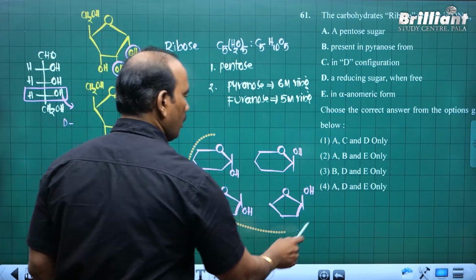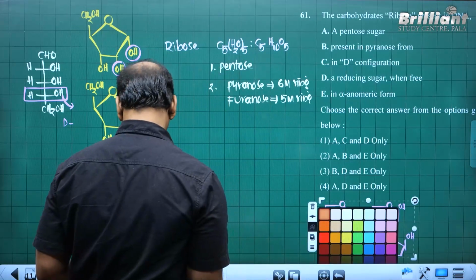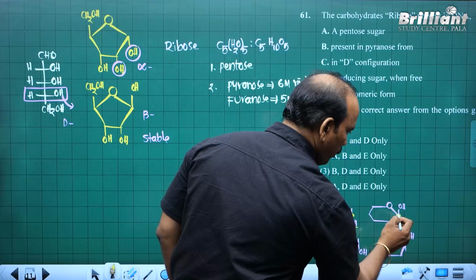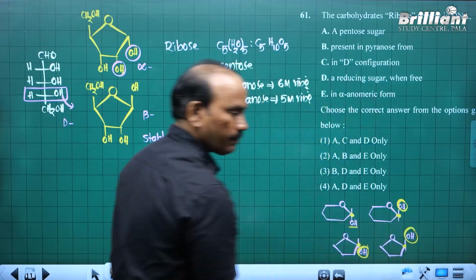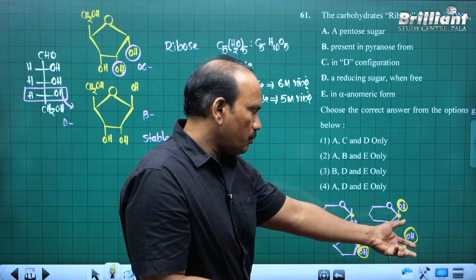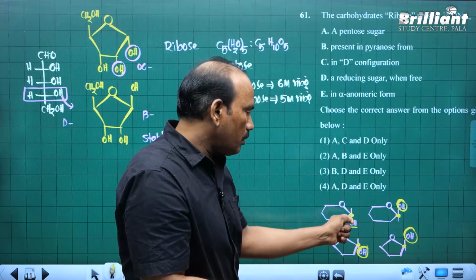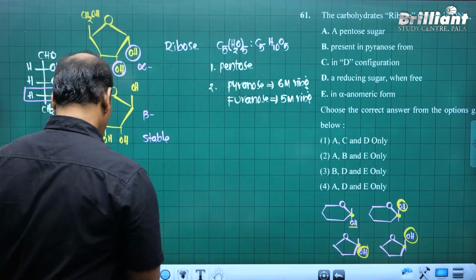All four are reducing sugars. Why? This is the anomeric carbon, and the anomeric carbon has an OH group, so they are reducing sugars. Clear? What is a reducing sugar, and what is a non-reducing sugar? Why is sucrose not a reducing sugar? There is no anomeric OH group. Clear?